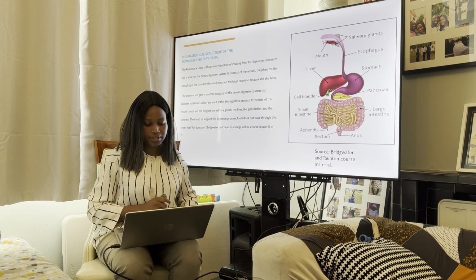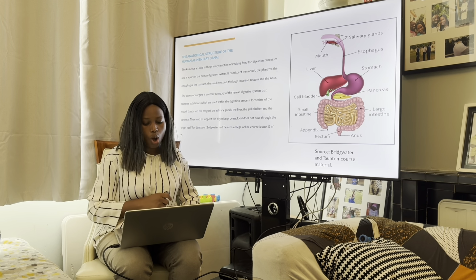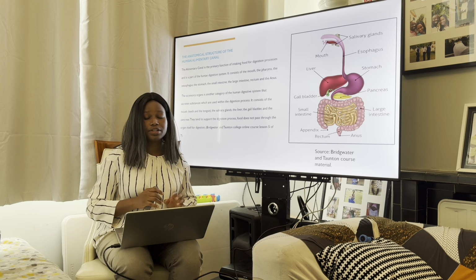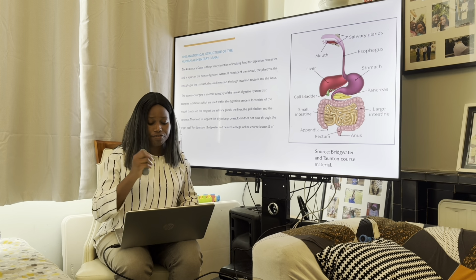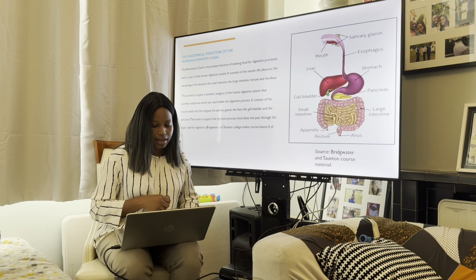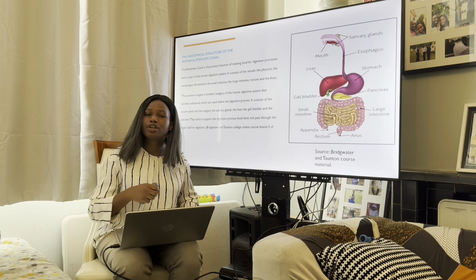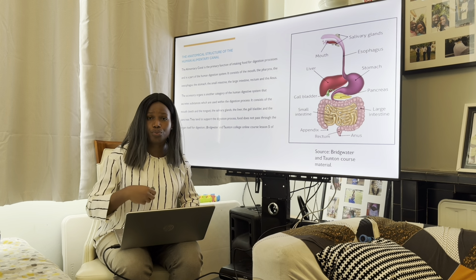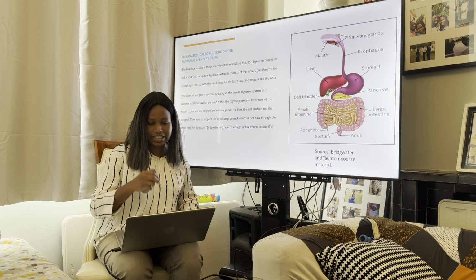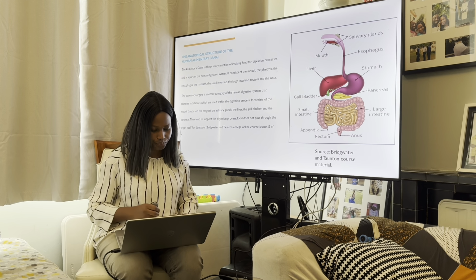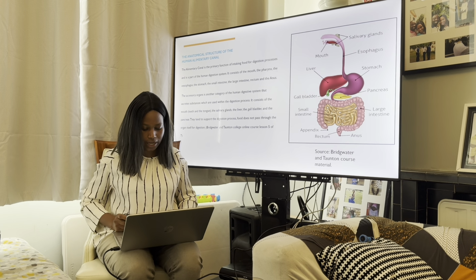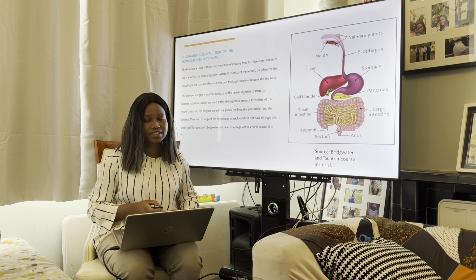the digestion process. It consists of the mouth (teeth and the tongue), the salivary gland, the liver, the gallbladder, and the pancreas. They tend to support the digestion process. Food does not pass through the organ itself for digestion. And this is cited from Bridgewater and Taunton College online course, lesson 5 of 7.